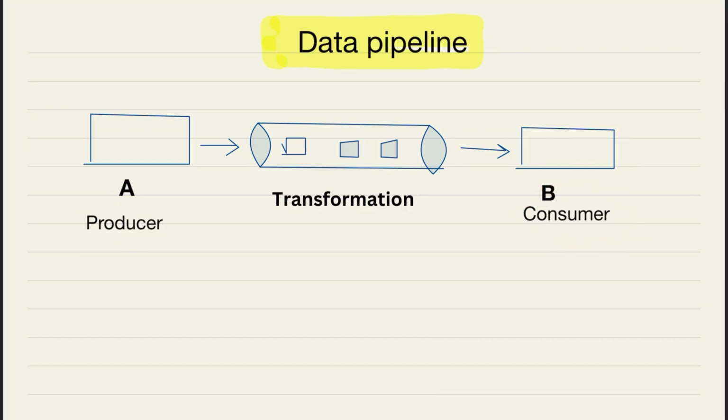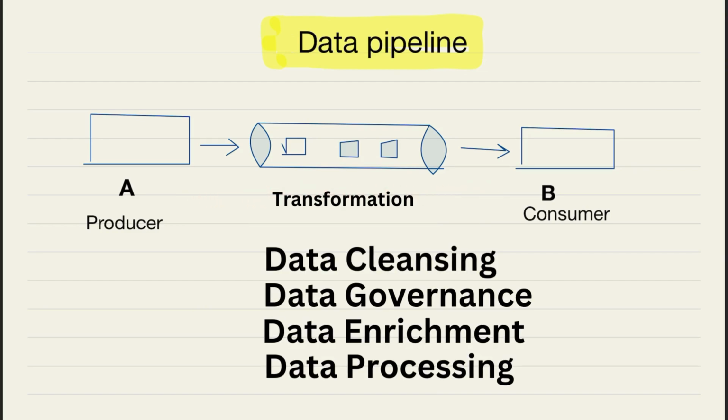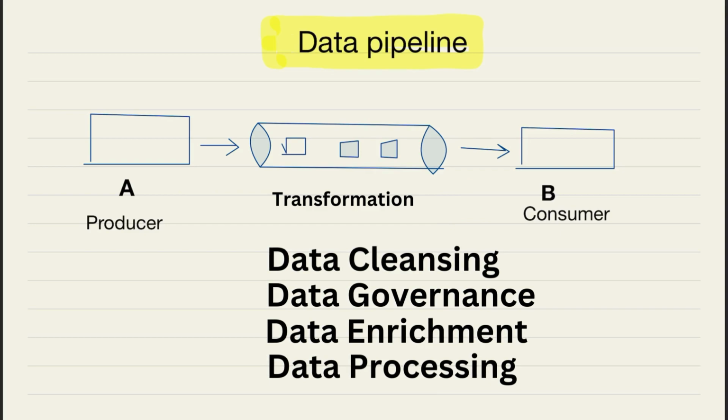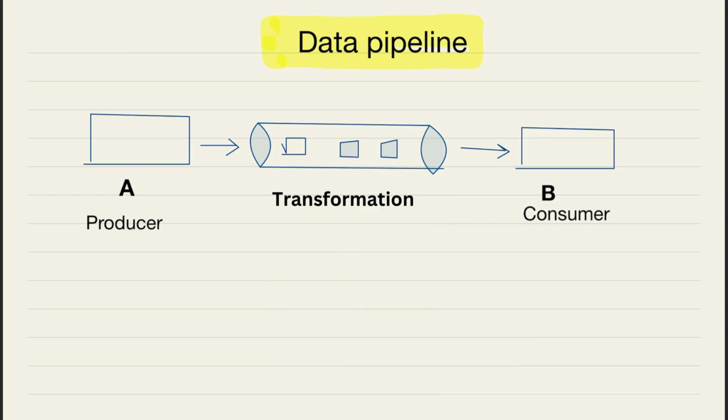While transferring the data from point A to point B, some transformations are required in order to get the data in the relevant format. For that, we do data cleansing, data governance, data enrichment, and data processing. Basically, the transfer of the data from the source to destination is also called the ETL process, which is extract, transform, and load.